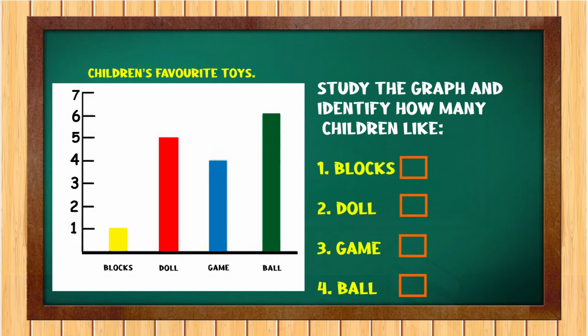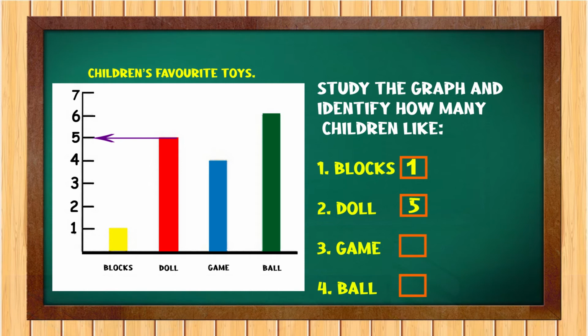Okay, so we're going to look at the bar that represents blocks, which is the yellow bar, and we see that one child likes blocks. Now, how many children like dolls? Doll represents the red bar and it stops at 5. Therefore, 5 children like dolls.